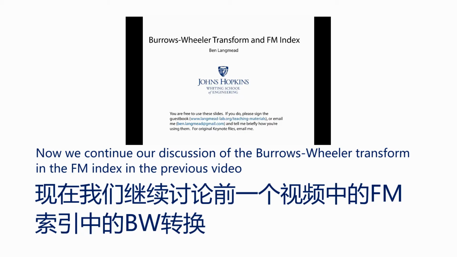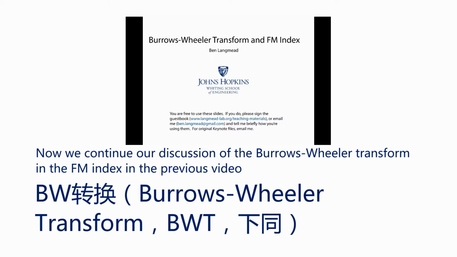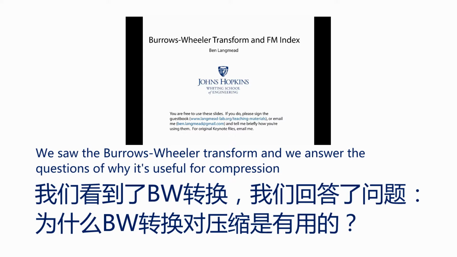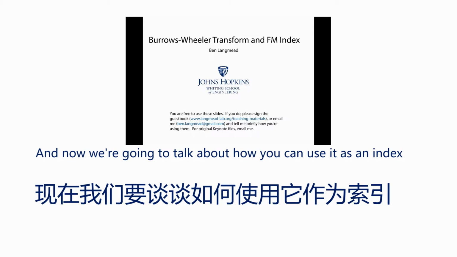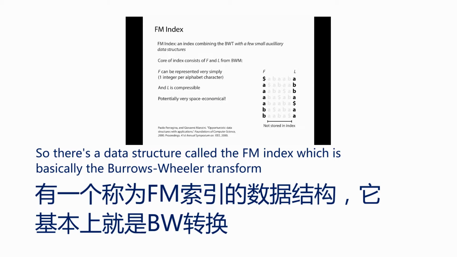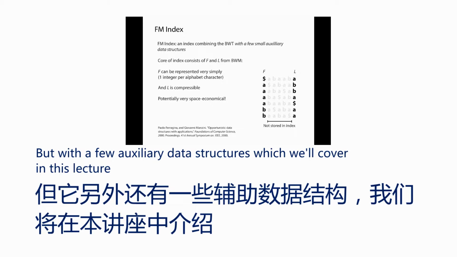Now we continue our discussion of the Burrows-Wheeler transform and the FM index. In the previous video, we saw the Burrows-Wheeler transform and we answered the questions of why it's useful for compression and why it's reversible. And now we're going to talk about how you can use it as an index. So there's a data structure called the FM index, which is basically the Burrows-Wheeler transform, but with a few auxiliary data structures, which we'll cover in this lecture.